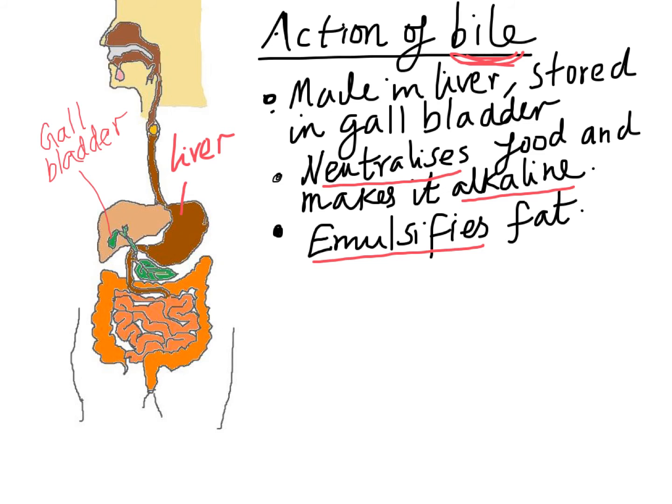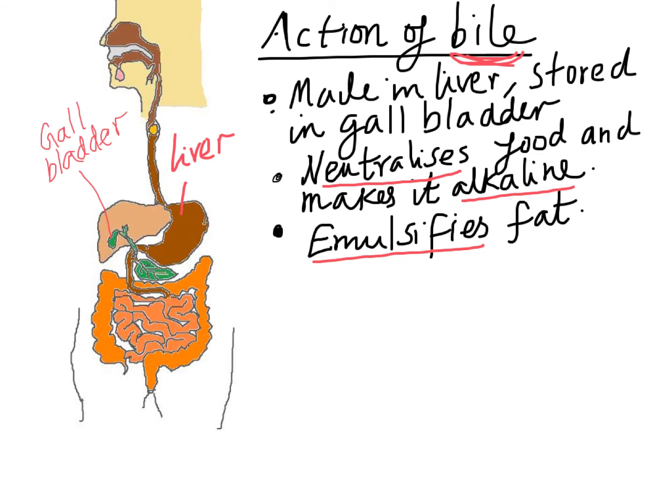First of all, it's made in the liver. So this part here is liver. It's made there, and the bile, which is a liquid, is stored in the gallbladder. As you can see here, the green colored part here, which is inside the liver. Okay, so bile is stored there.